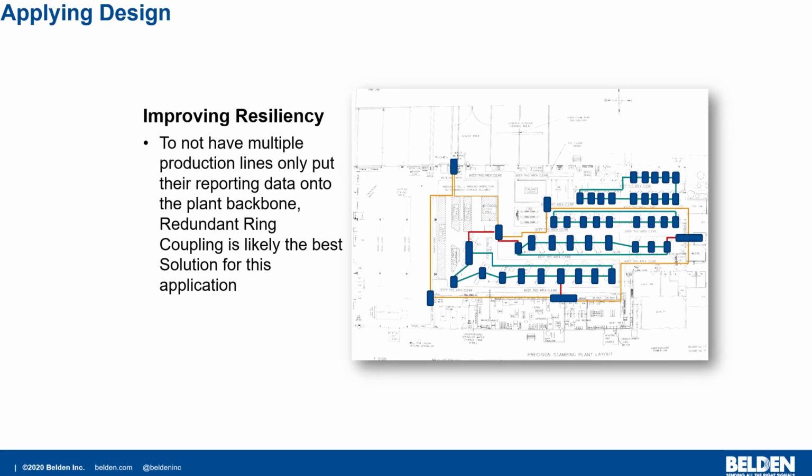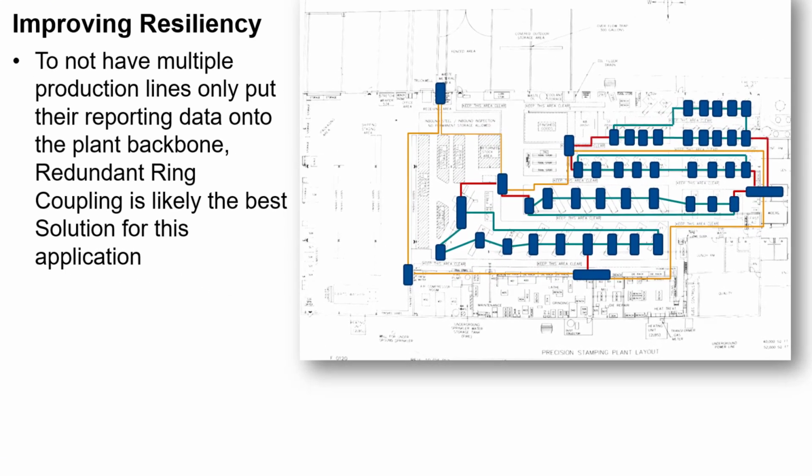So, because we do not necessarily want to have a shared network segment, as you would have with a subring, in this instance we would prefer to use redundant ring coupling. This way we would only have the reporting data come into the plant backbone, keeping all of the PLC to drive communication on a production line to its own network.